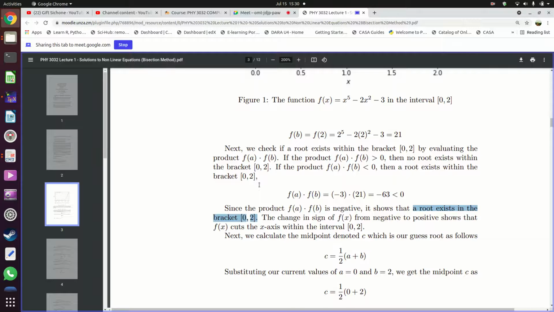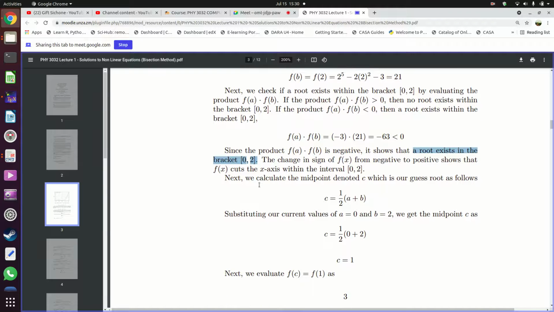Yes. If there is a root existing in an interval, then the next thing we need to do with bisection is to try to find a guess root. Okay, we try to find what the root is. So we guess what the root is. And how do we guess what the root is? We work out something called a midpoint, C. And how do we get the midpoint? Well, we just add a plus b, then we divide by half.